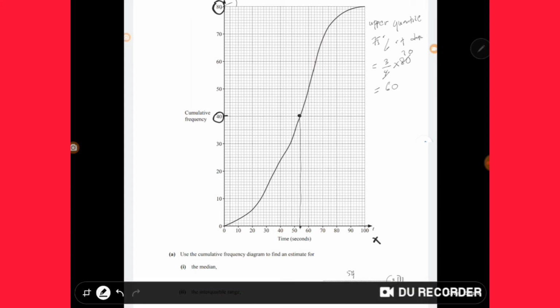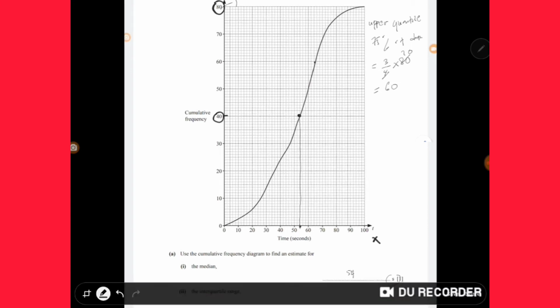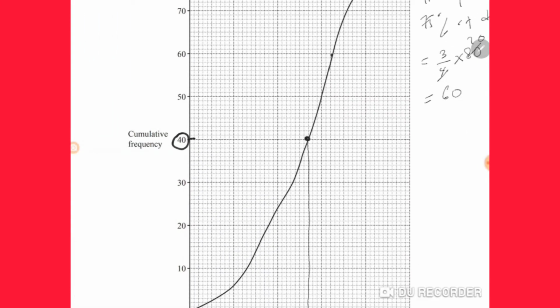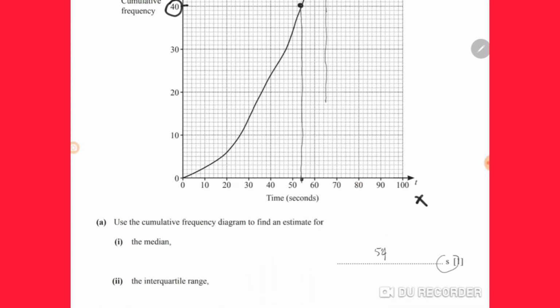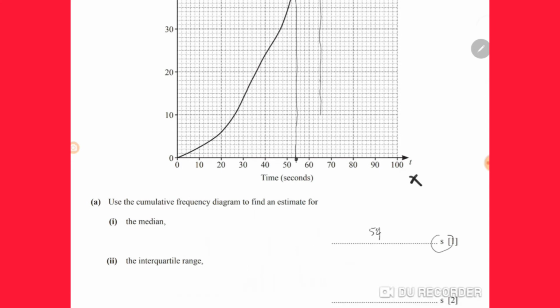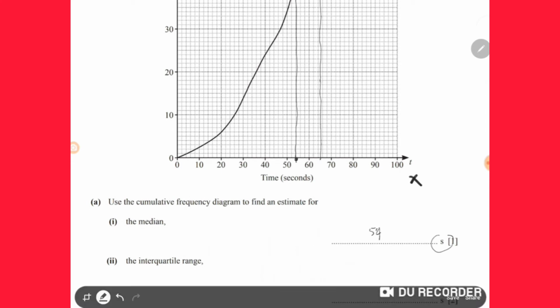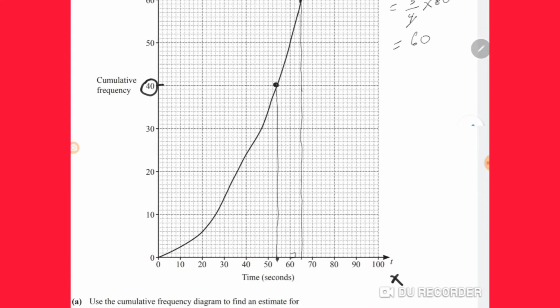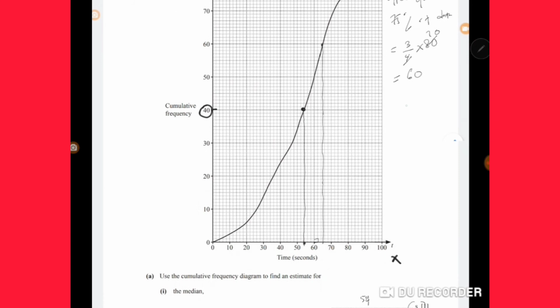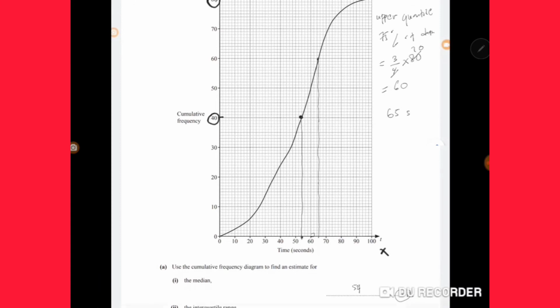And then you find the time. Oh, it's exactly in the middle here. So you go down through the middle, and you go to here. Remember, one box represents 2 units, so 2, 4, 5. It means for the upper quartile we have 65 seconds. And then next you find the lower quartile.